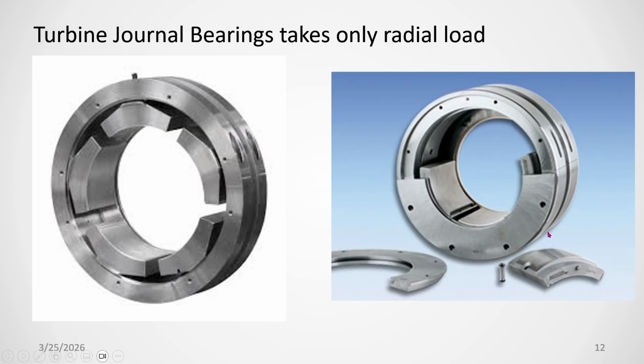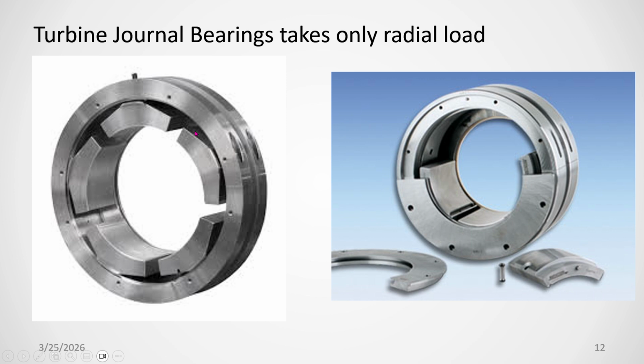Then next is the journal bearing. The thrust bearing will take the thrust load, and the journal bearing will take the radial load. This is the tilting pad radial bearing, the journal bearing. Normally 5 tilting pads are there, and 4 tilting pads are also used. These tilting pads are normally of the pivot type.